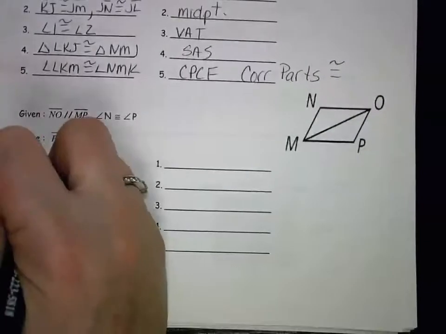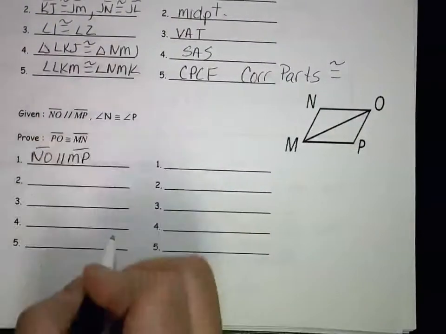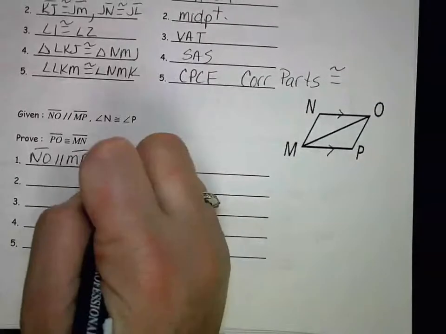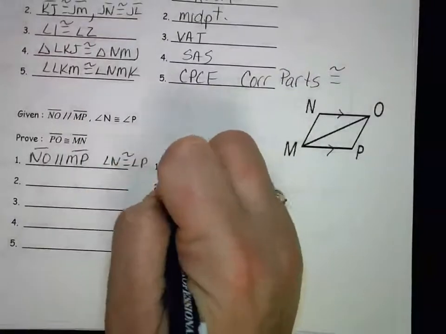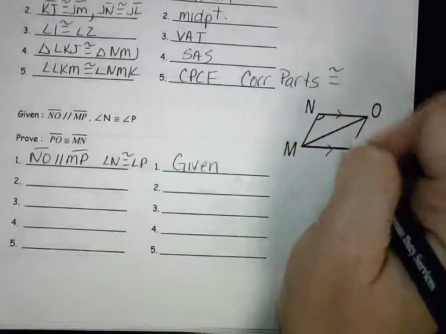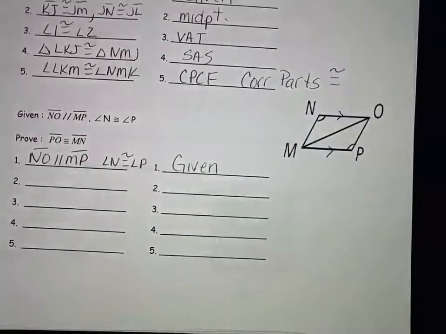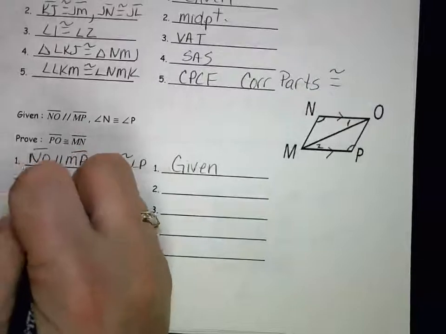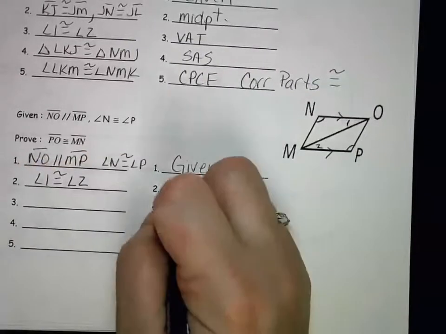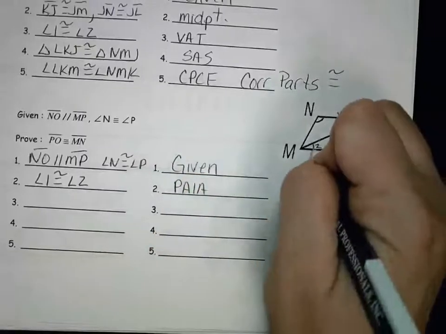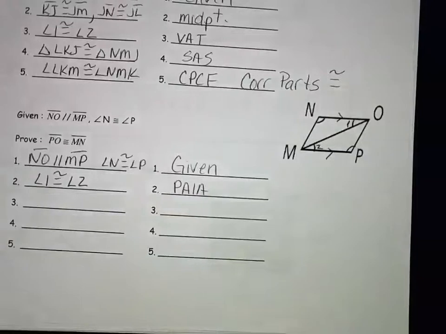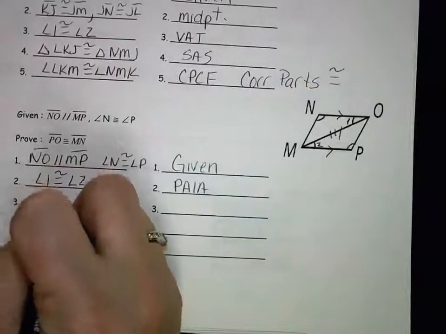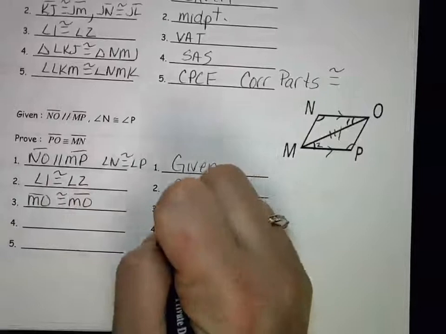And proof D, we have NO is parallel to MP. Whenever you hear parallel, you should think something about some angles. And angle N is congruent to angle P as our given. So those are equal. Well, we are given the parallel, so we're going to use it for something. So I'm going to put a 1 right here and a 2 right here. Angle 1 is congruent to angle 2 by parallel lines, alternate interior angles. We don't have anything else in our given, so we have to look at our picture, and we can say that MO is congruent to MO by the reflexive property.